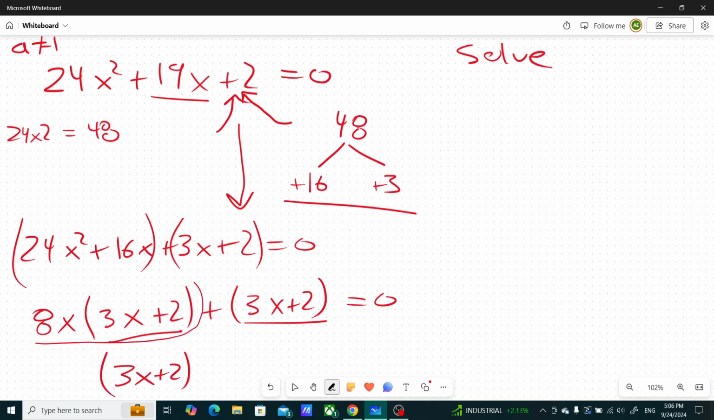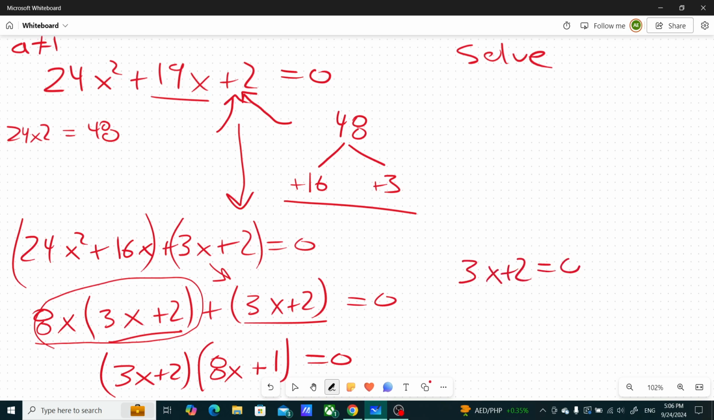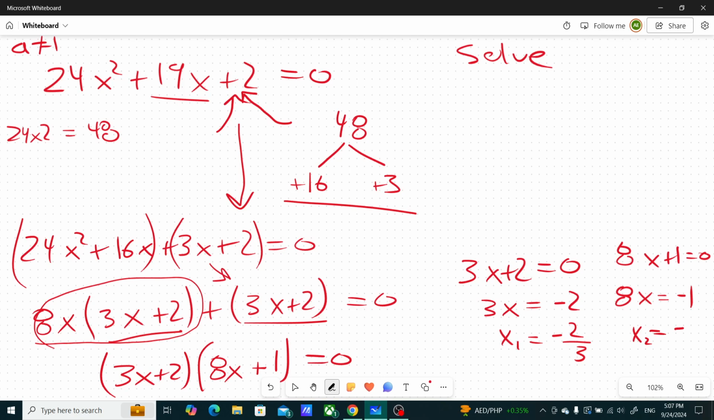So this first term divided by 3x plus 2 is going to leave me with an 8x. And this second term divided by 3x plus 2 is going to leave me with 1, because 3x plus 2 divided by itself is 1. This is equal to 0. First bracket is 3x plus 2 equals 0. 3x equals minus 2. So x1 equals negative 2 over 3. And then for the second bracket, I will have 8x plus 1 equals 0. So 8x equals minus 1. Then x2 is going to be negative 1 over 8.